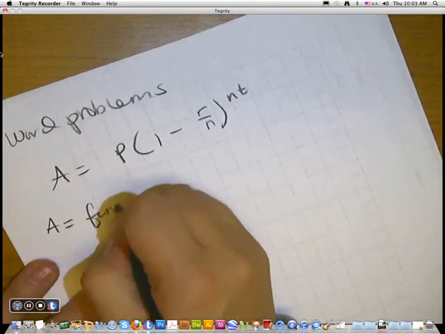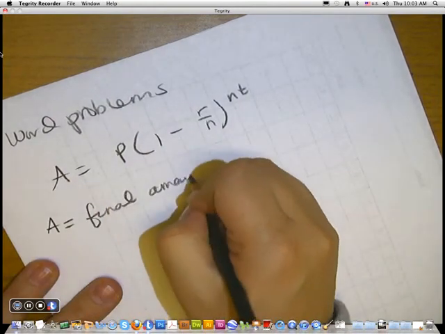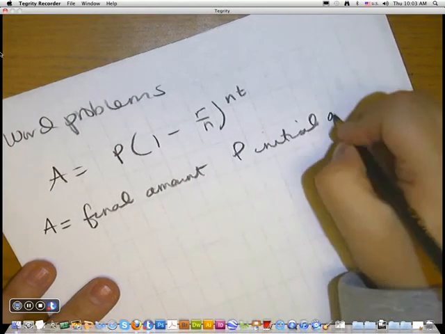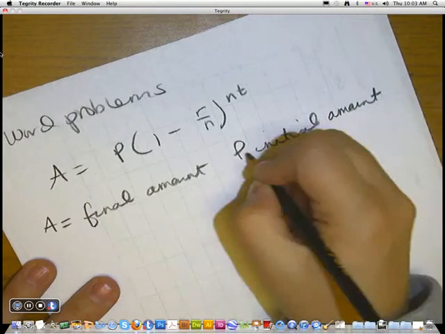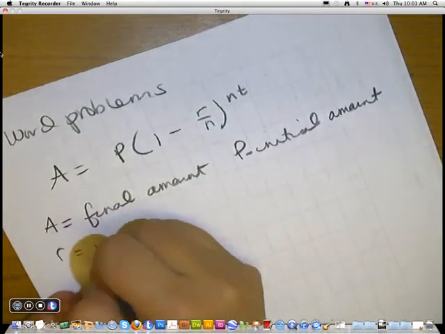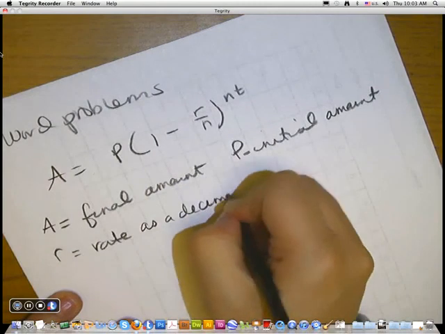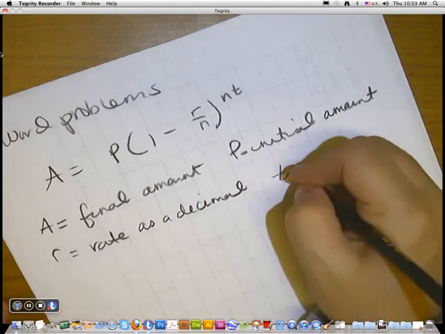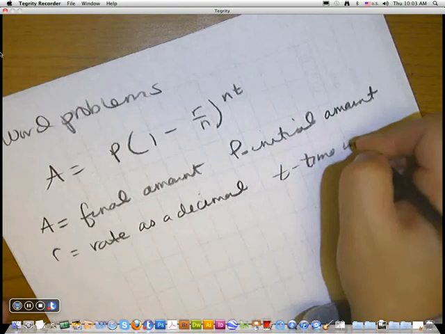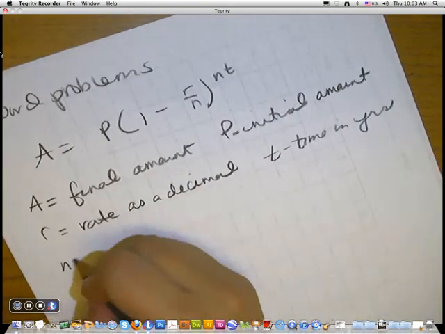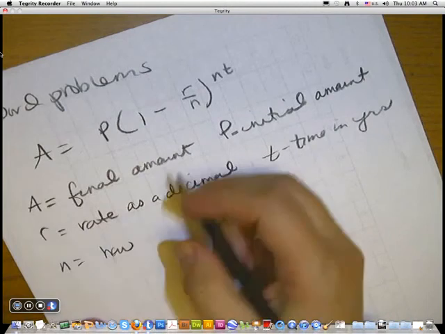So A is our final amount. P is our initial. R is our rate as a decimal. T is our time in years. And then N is how frequently per year it happens.